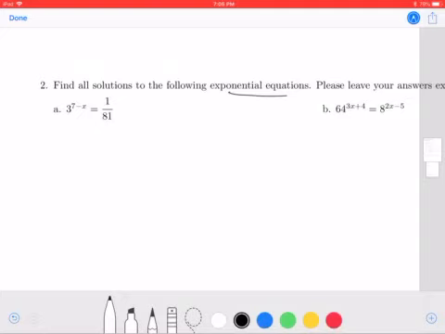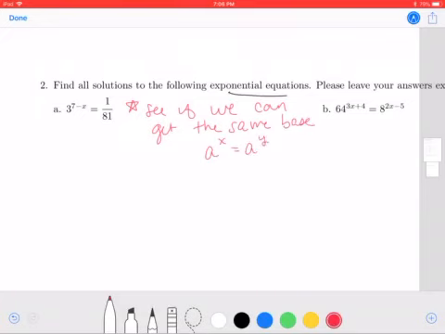So our goal, in actually both of these, is we want to see if we can get the same base on both sides of the equal sign. Because if we can get it so that we have a base of, let's say, a on both sides, then we can just set the exponents equal to each other. And that makes our problem so much easier to solve. So let's take a look at A.